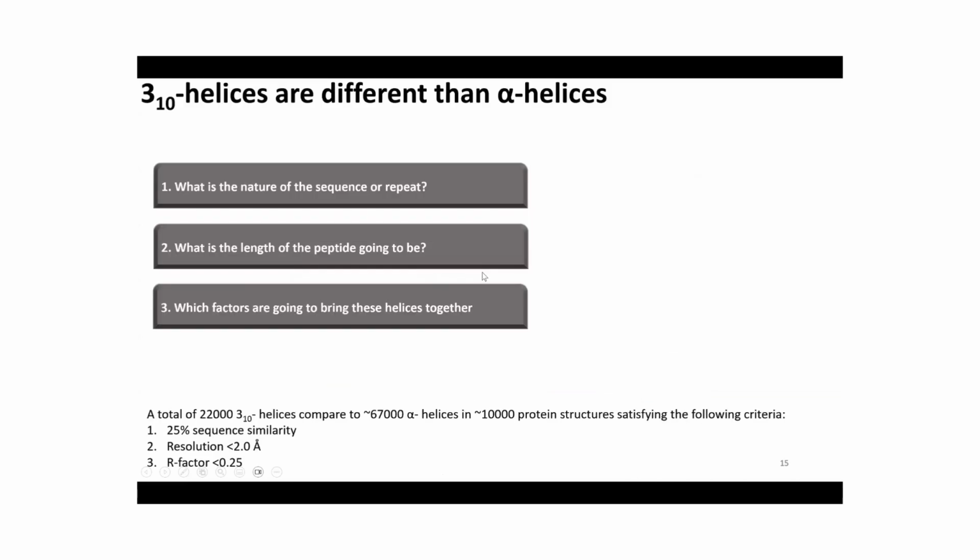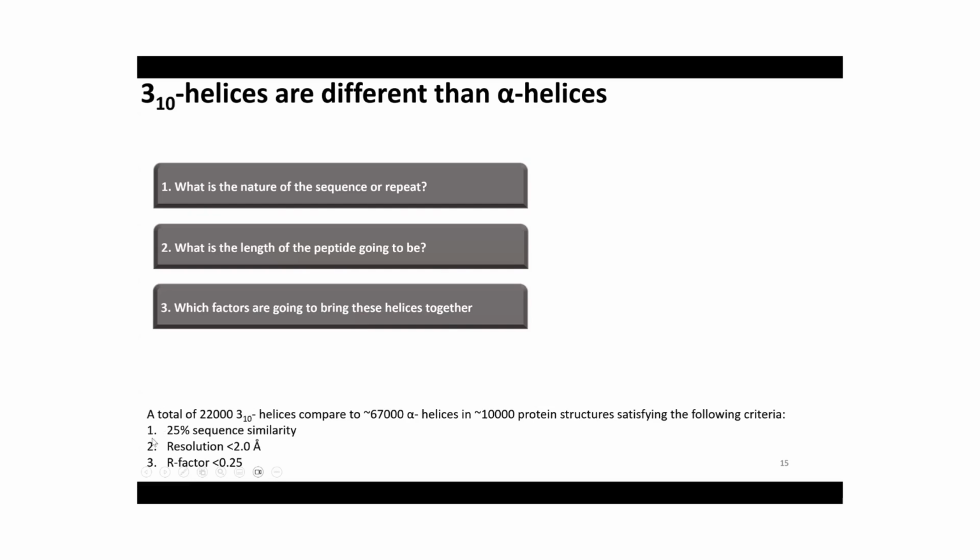But anyway, answering these first three questions: what is the nature of the sequence, what is the length of the peptide, and which factors are going to bring these helices together? We turned to bioinformatics, and we went to all the PDB files available, and these are the criteria that we applied. We got 22,000 310 helices and 67,000 alpha helices from the 10,000 protein structures. This is a really huge number for the 310 helices, where I was saying only 4%.